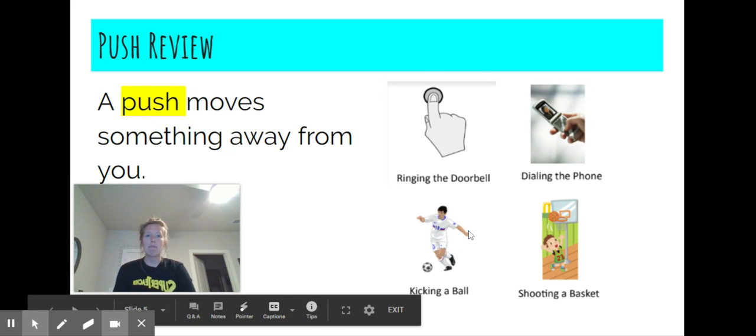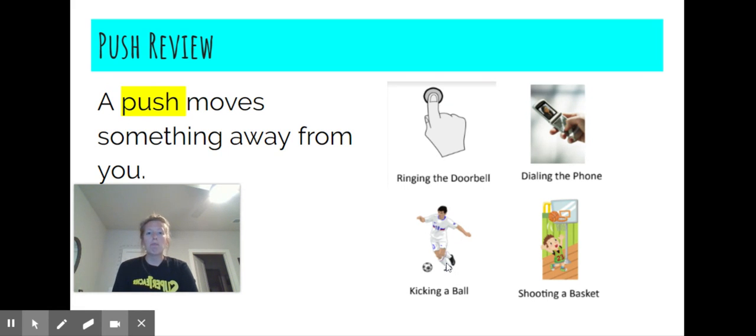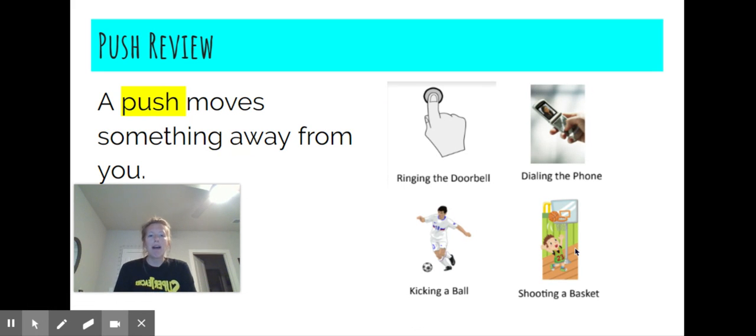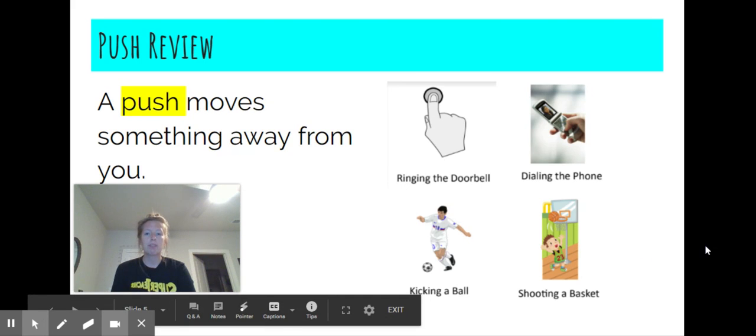Now, this example is kicking a ball. This soccer player is pushing the ball with his foot. We call that a kick, but the force is still a push since he is pushing the ball away from him. Then, last but not least, we see a boy shooting a basket. When you shoot a basket, you have a ball in your hands and you are pushing the ball away from you towards the net. Those are 4 examples of a push.